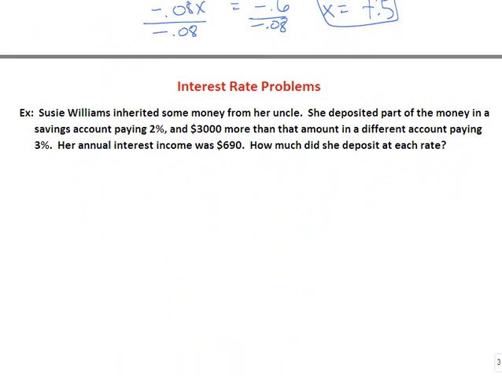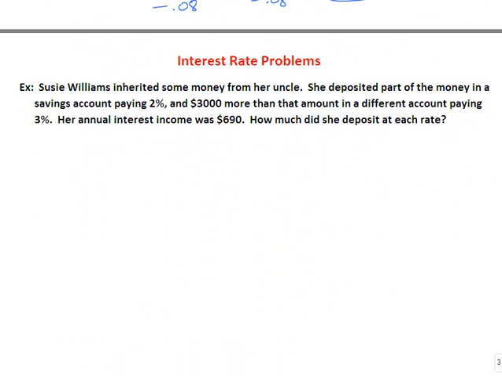Alright, so we've done original salary problems, we've done mixture problems. The next kind of problem that we're going to look at is called interest rate problems. These are pretty similar to the mixture problems with one little difference. So let's read an example first.